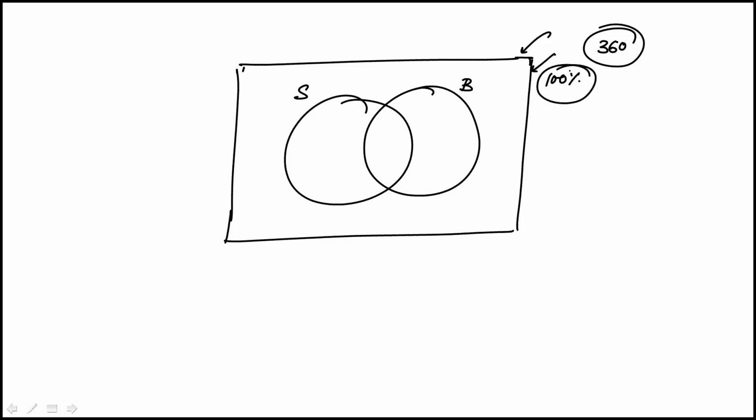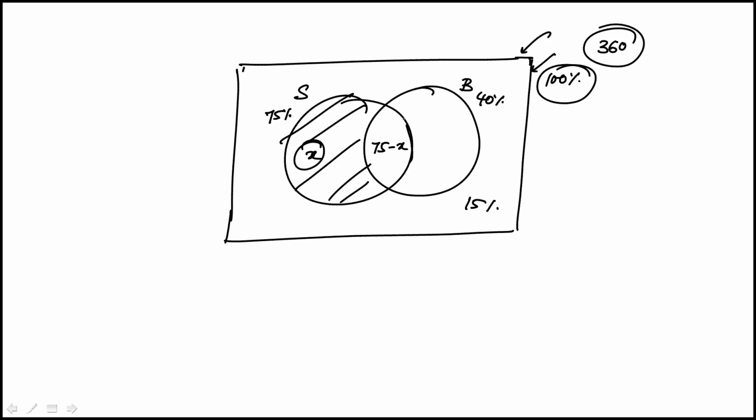And 75% of the economists had investments in stocks, so that's the entire circle. Here it's 40%, and 15% did not have investments in either stocks or bonds. Question is, how many economists in the sample had investments in stocks but not bonds? So they want this region, and I'm going to call that X, because that way when I compute it, I'll get what I'm looking for.